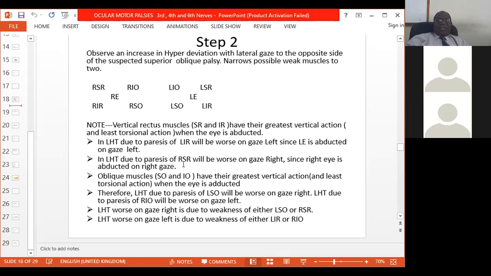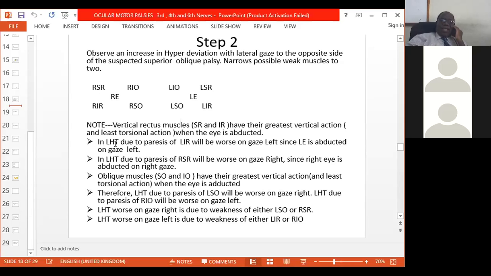Right superior rectus will be worse on gaze right, since the right eye is abducted on the right gaze. I think it's to follow these two steps slowly. You work it out. Okay. If this is the eye, the right eye, if this right eye looks to the left, it's these muscles, you know.